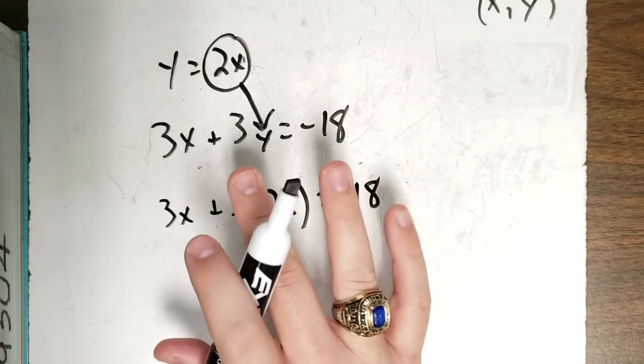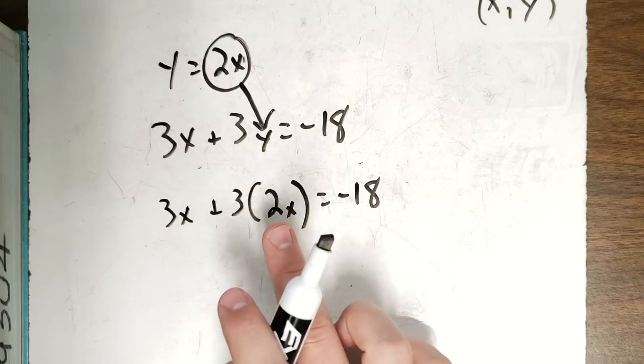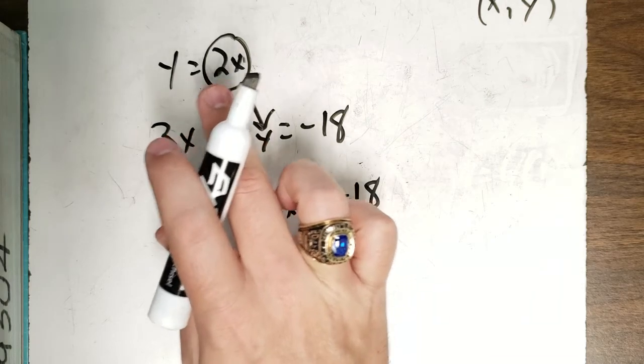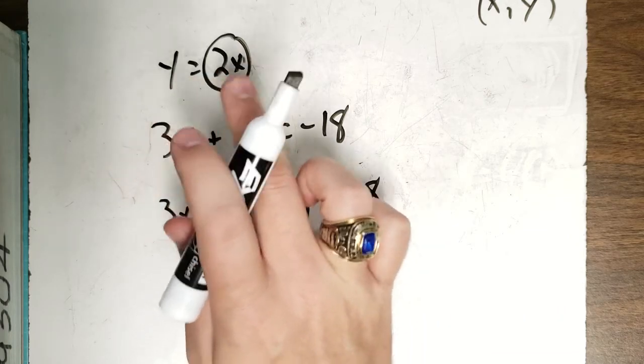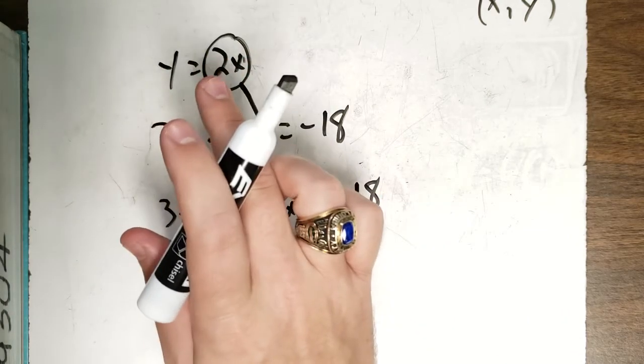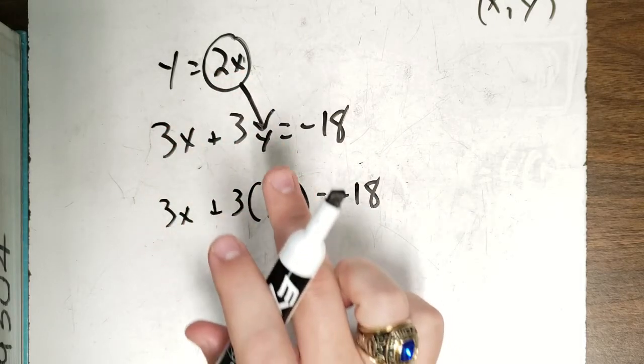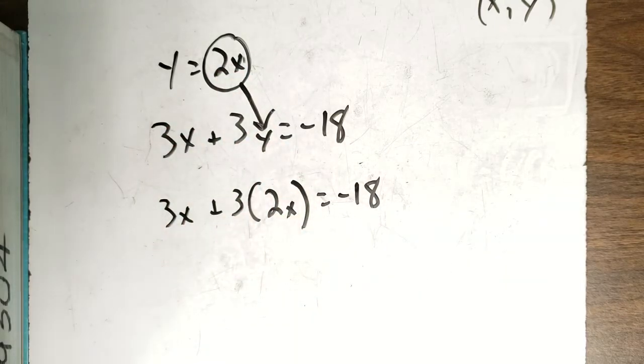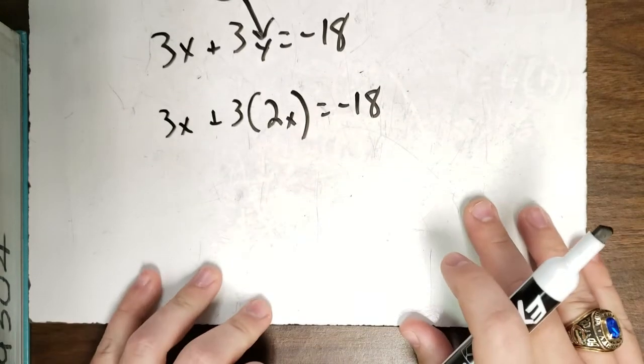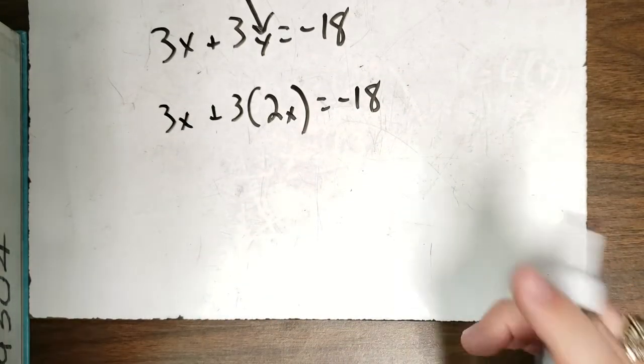So, once again, same equation as we did above, but instead of a y, I'm plugging the 2x in for it because y is 2x, okay? So 2x goes in for the y, and that's how we get here. Now, we solve for x, finish the problem.